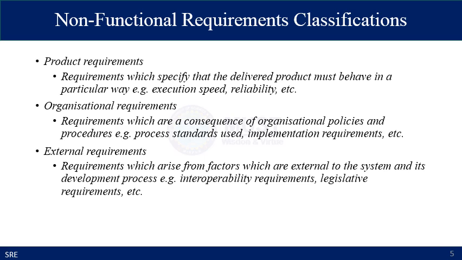So as I described earlier, product requirements specify that the delivered product must behave in a particular way, such as achieving functional requirements with speed, reliability, dependability, and efficiency, etc. Similarly, organizational requirements are a consequence of organizational policies, procedures, process standards, etc. And external requirements arise from factors which are external to the system and its development process, such as interoperability requirements or some legal requirements.